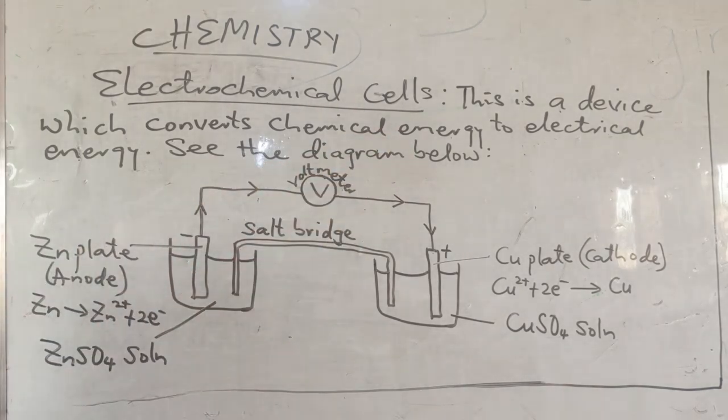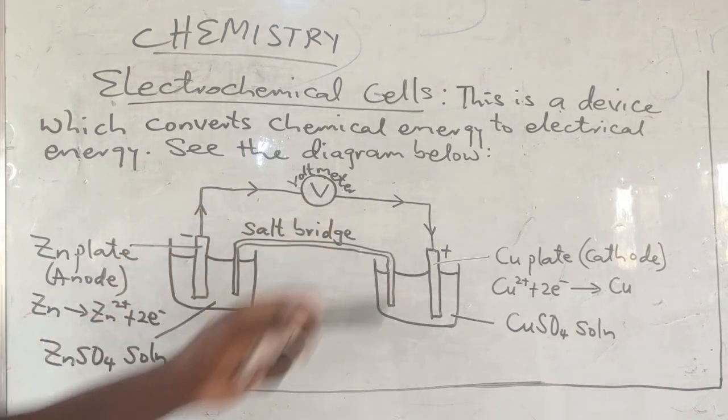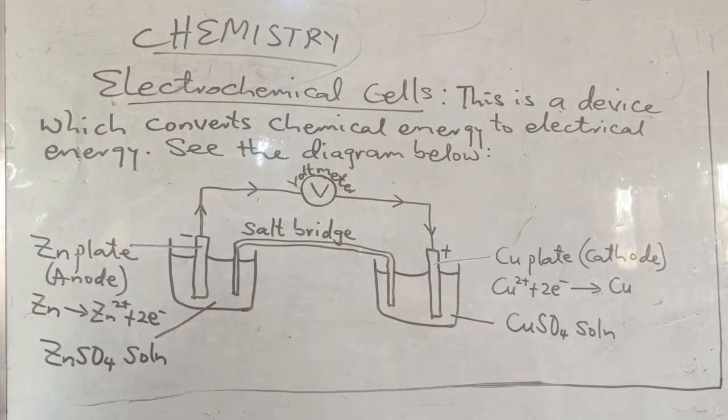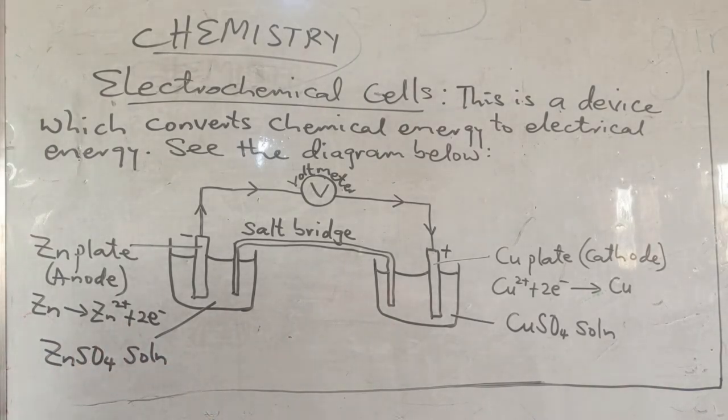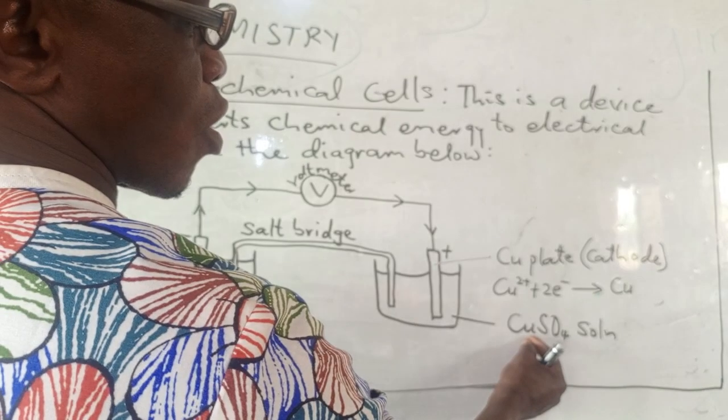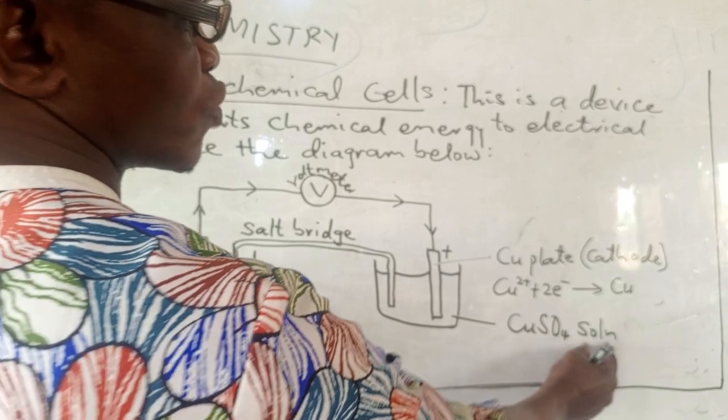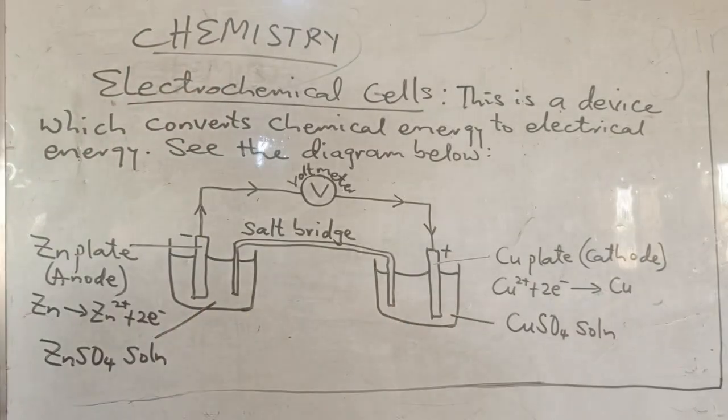See diagram below. This diagram shows electrochemical cell. Now let's try to understand the diagram. This is a beaker. This is another beaker. Inside this beaker, I poured a solution, zinc tetraoxosulfate 6 solution, and in this one I poured copper 2 tetraoxosulfate 6 solution into it.